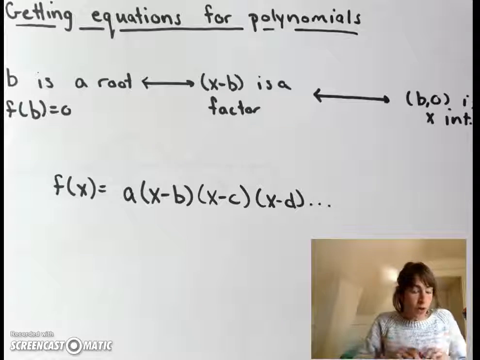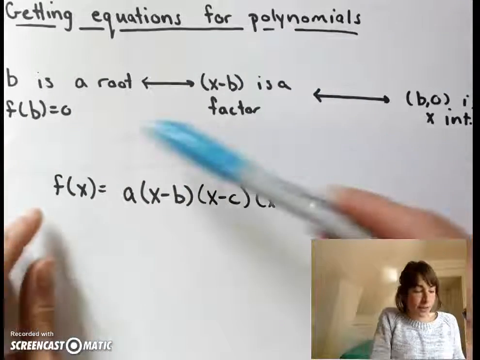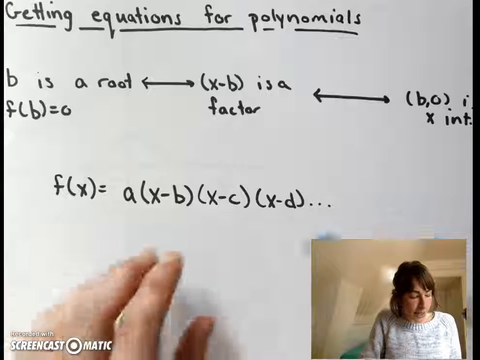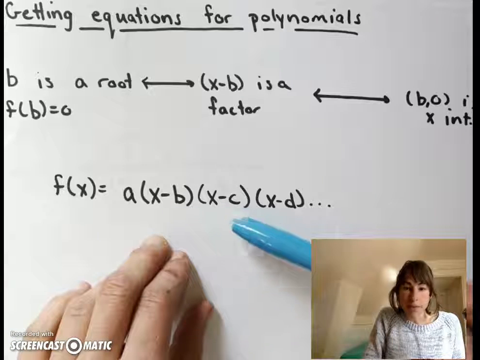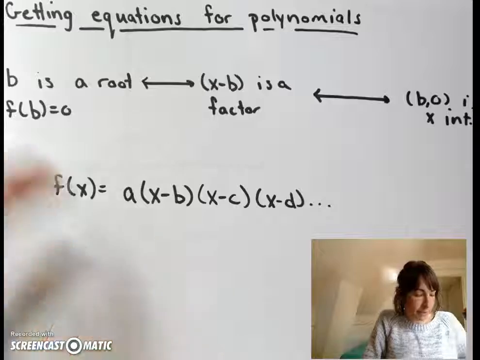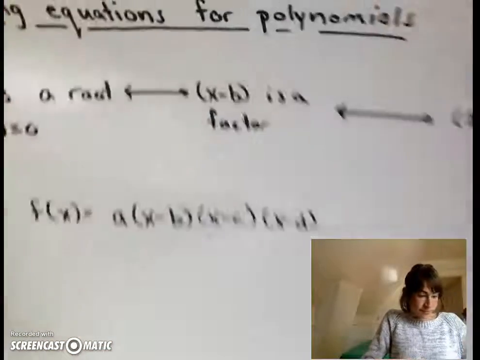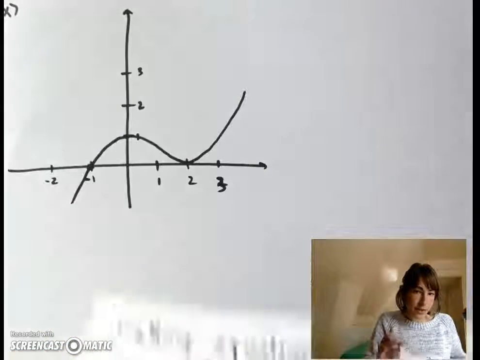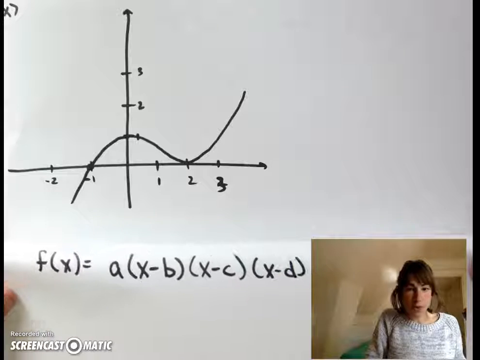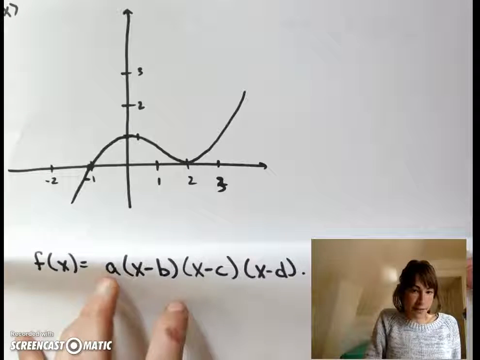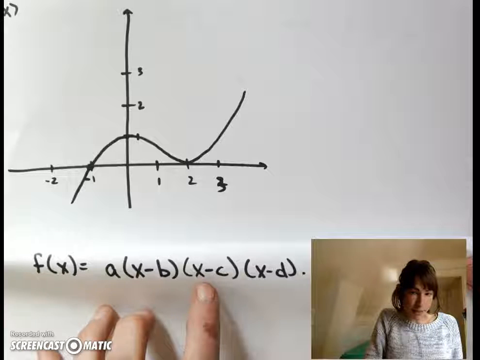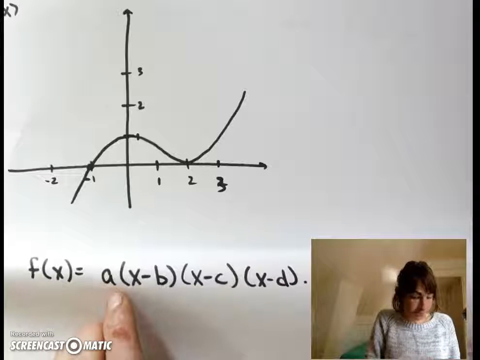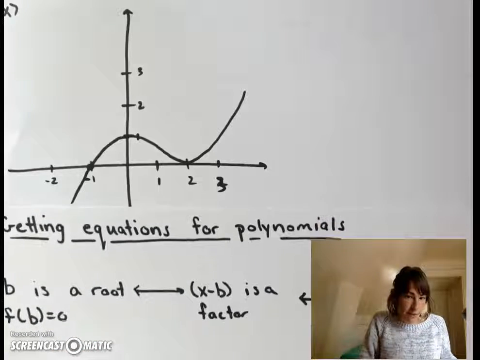So our goal is going to be to use these relationships in order to come up with an equation for a polynomial. And we'll do it by building up the factors. So let's see an example. So here's a graph of a polynomial. And I want to write the equation of this polynomial in this form. f(x) equals a times (x minus b) times (x minus c) times (x minus d), and so on, with a scaling factor. So how do I get these factors?